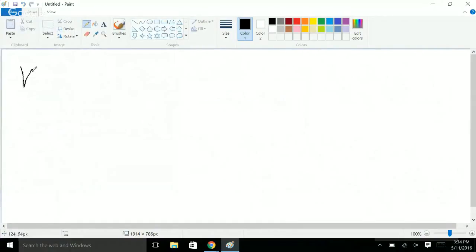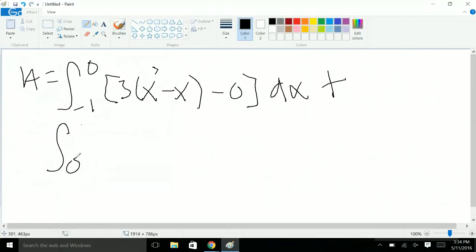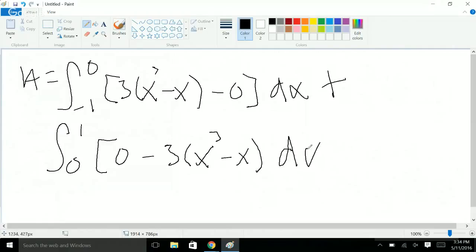So the area equals the integral from negative 1 to 0, 3x to the third minus x minus 0 dx plus the integral from 0 to 1, 0 minus 3x to the third minus x dx.